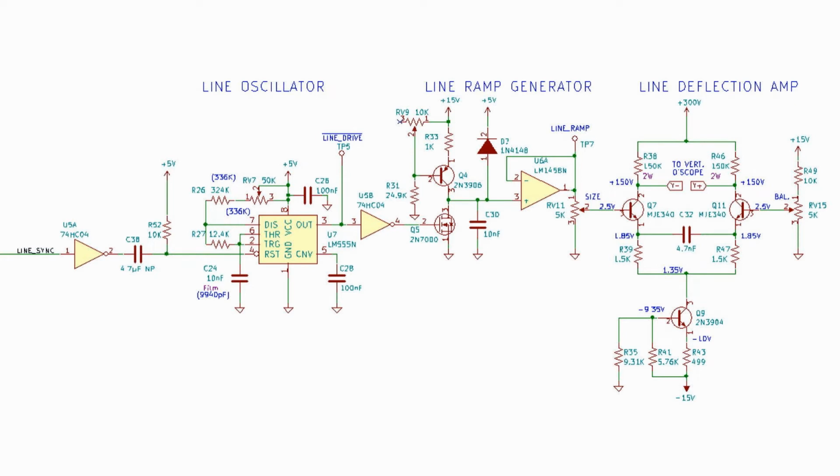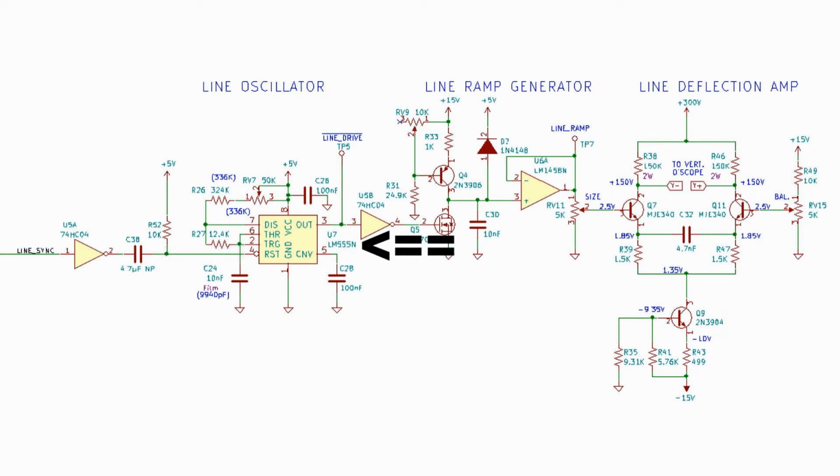Now we are looking at the line deflection circuit. It is mostly the same as the frame deflection circuit, except that it runs at a different frequency. There is one other notable difference. You'll note that line sync on the left, which is a positive going pulse, is changed to a negative going pulse by U5A, the inverter, and is now AC coupled to our 555 oscillator.